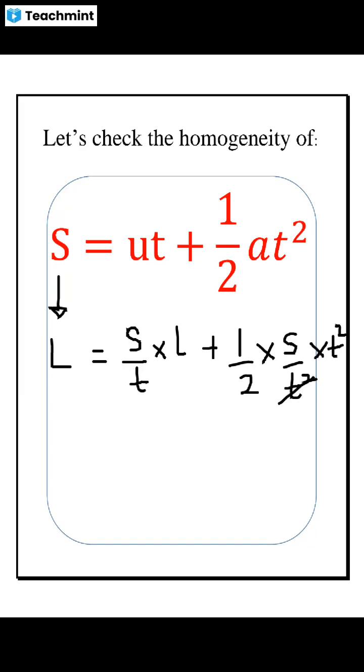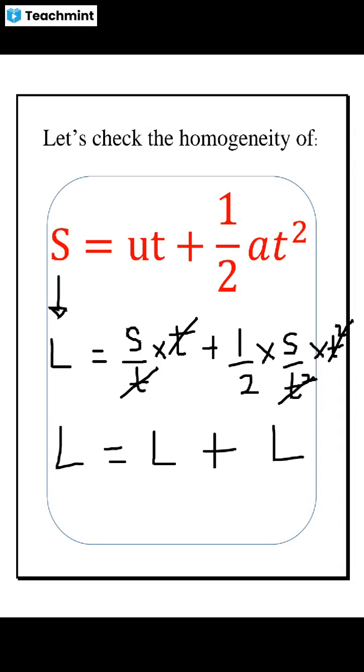I see that this T squared can take away this T squared here, and the T here can also take care of this T here. So now we are left with length here. What dimension for distance? Also length, plus what dimension for distance here? Also length. You can see length is being added to length on the right hand side, and length is also on the left hand side here. So we are adding length. This is dimensionally correct.